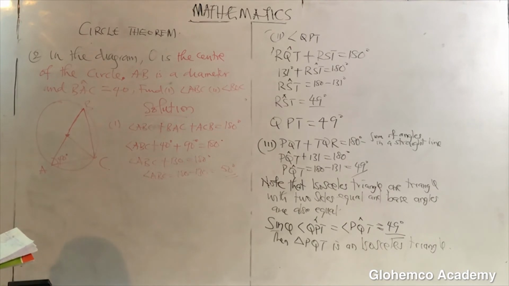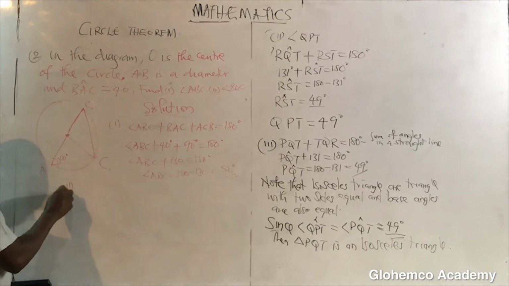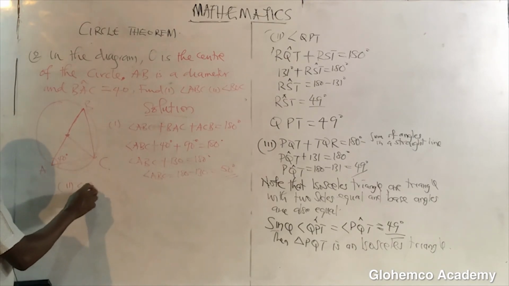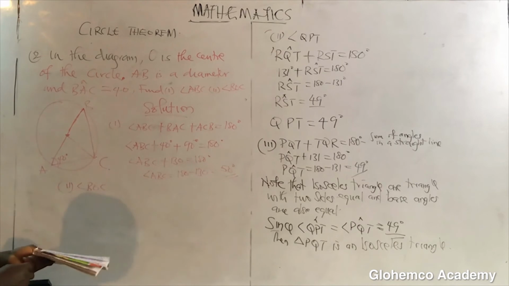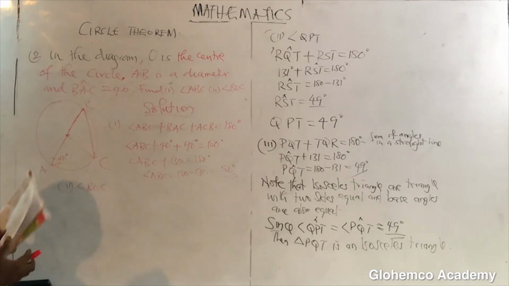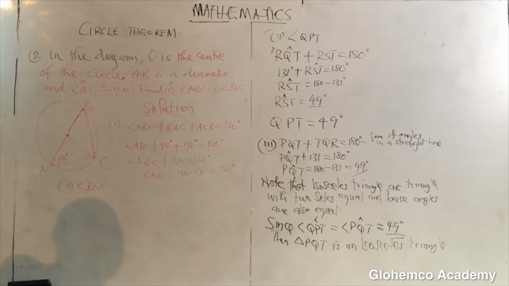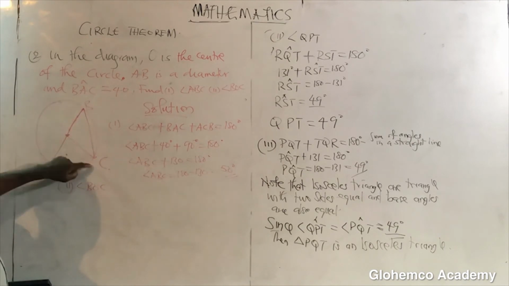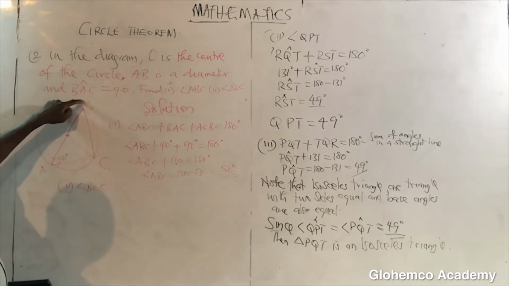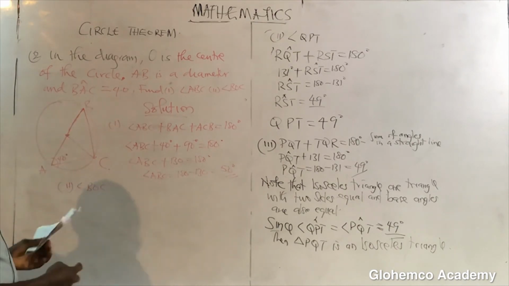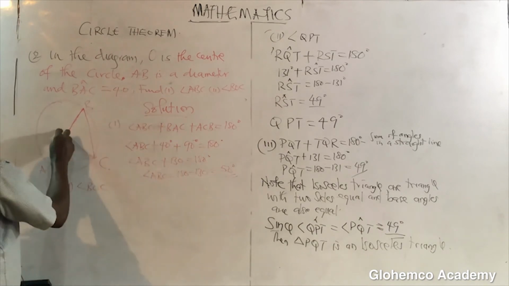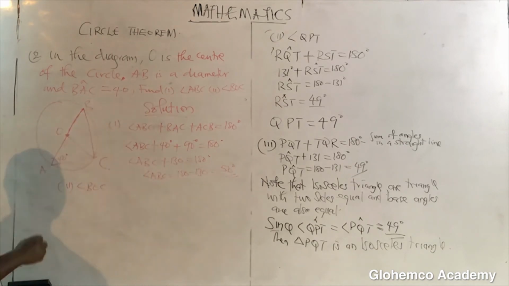The next one, we want to find angle BOC. The first thing is to identify where angle BOC lies. This is B, this is our O, center O. The question says center O. This is our center O, BOC.